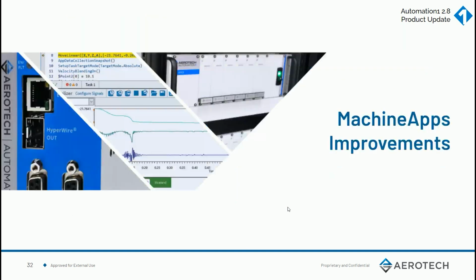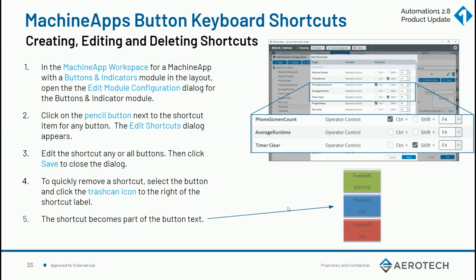Looking at machine apps improvements. Again, machine apps are the HMI tool in Automation 1. We added machine apps button keyboard shortcuts. This was a feature that was very popular in our A3200 controller's CNC operator interface tool, where you can have accessible shortcut keys with your F function keys. We added that into the machine apps tool, backed by popular demand.